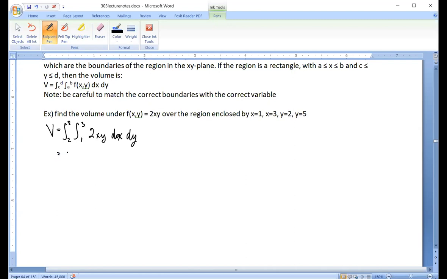So now that we've set up the volume as the double integral, now we just calculate the double integral. So first we do the inside integral. Inside integral says integrate with respect to x. So that gives x squared y. And we need to evaluate as x goes from 1 to 3.